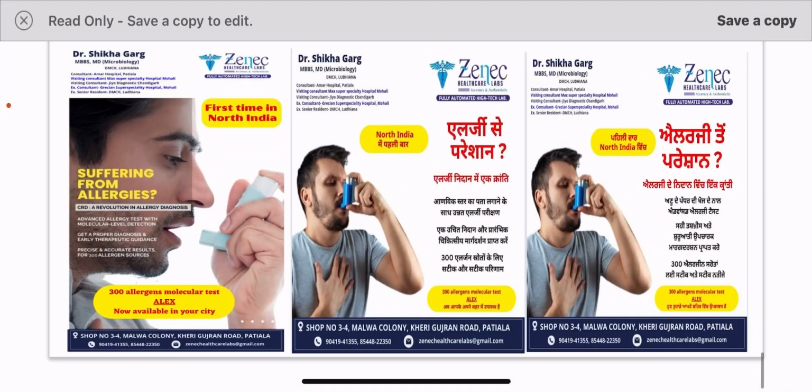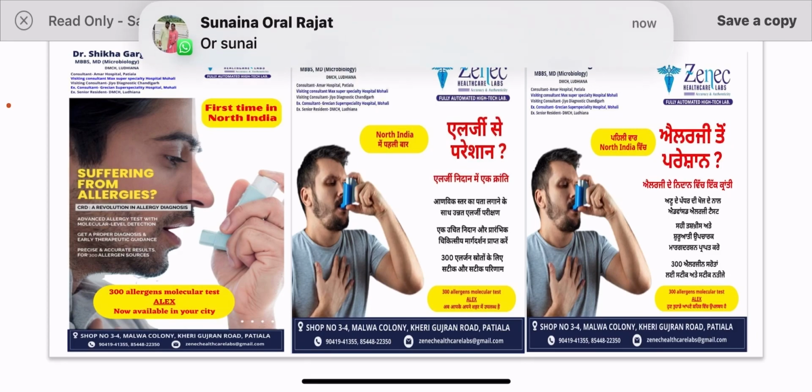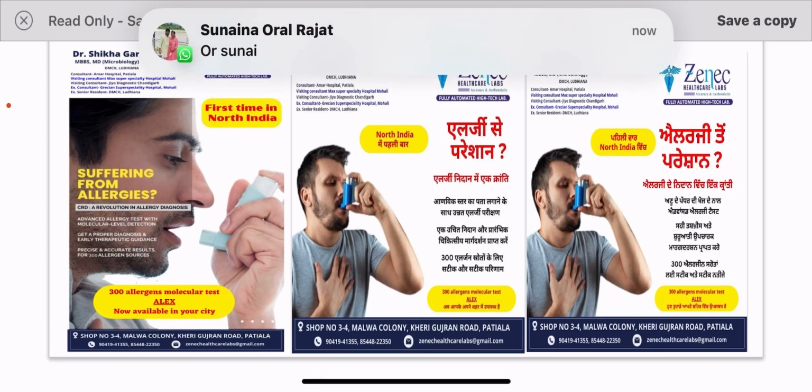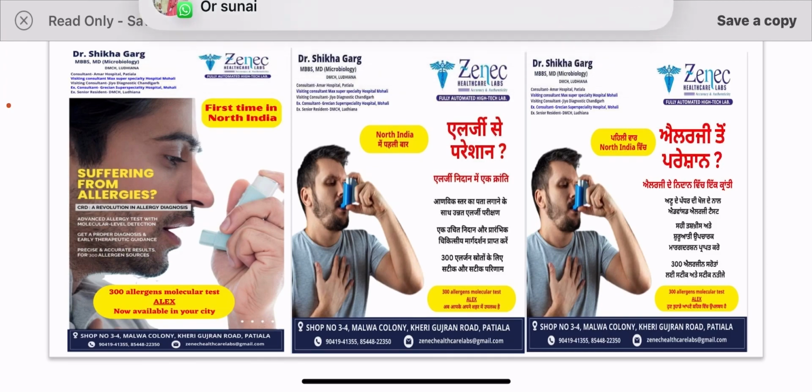So this test is available with us at Zenith Healthcare Labs, Patiala. The TAT, that is the testing time, is 6 to 8 hours, and we need a sample of blood or serum, maximum 2 to 3 ml. It is applicable for all pediatric patients as well as adult patients. Any form of allergy can be tested.